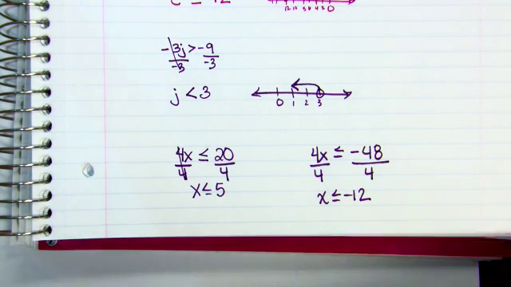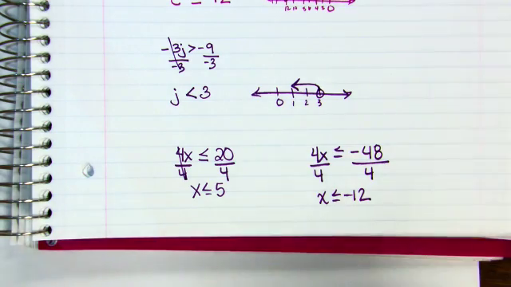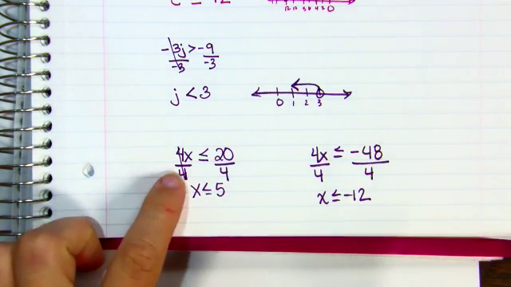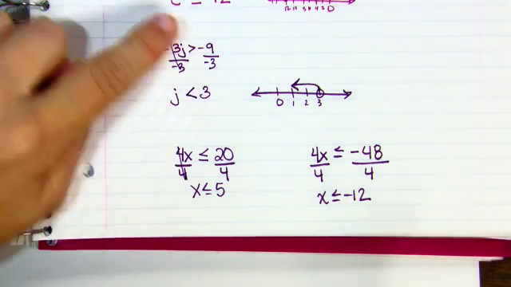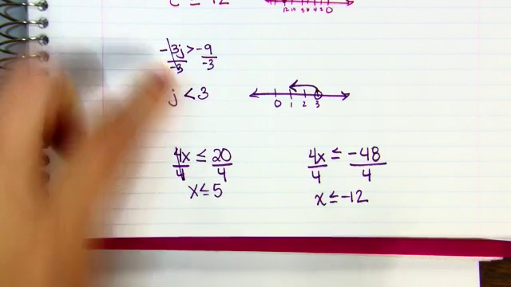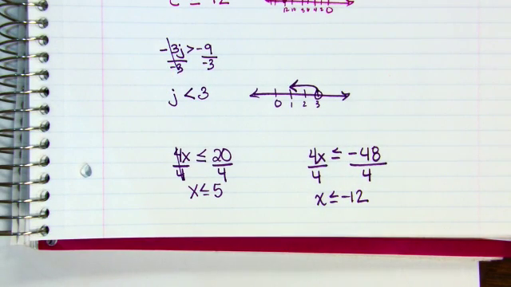So that's really the whole idea here, is just remembering when to flip that symbol over. And it's only when you are dividing by or multiplying by a negative number, like we did up here. So that is actually the entire lesson for today. So hop onto your homework. Hopefully you'll get it done in class. Good luck.